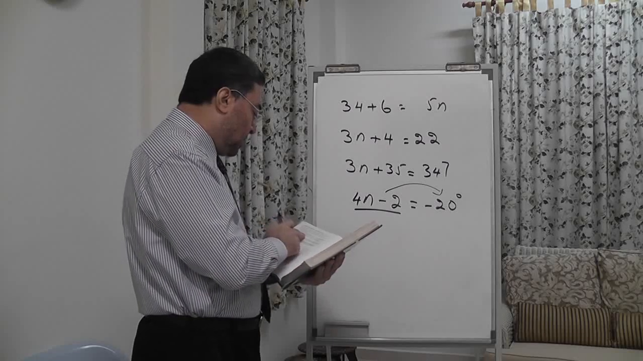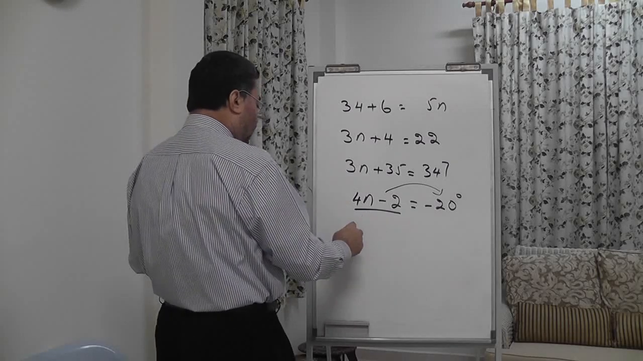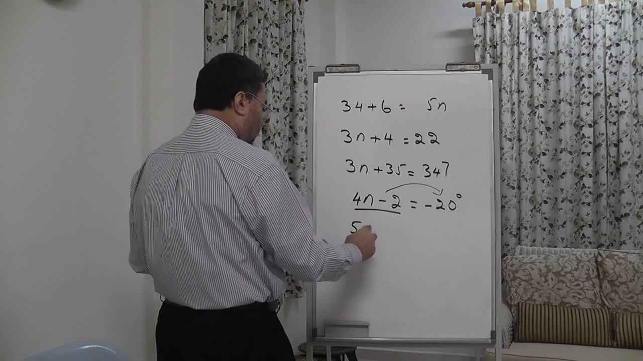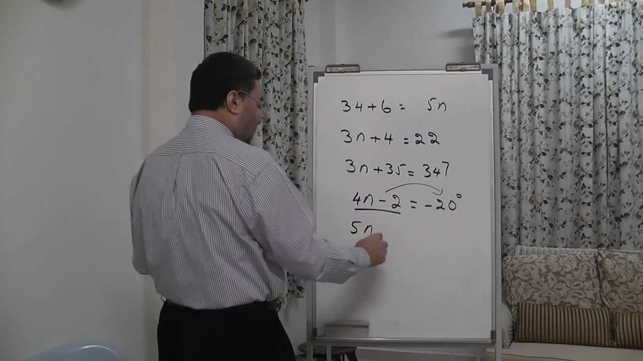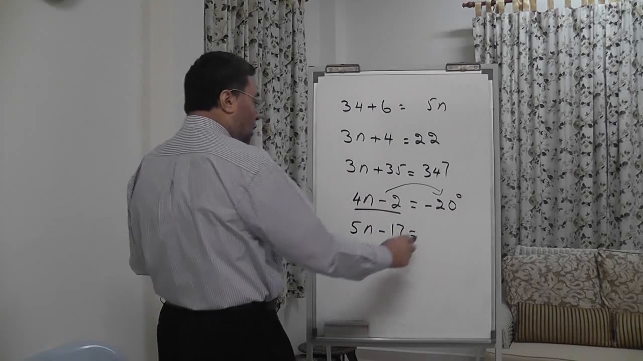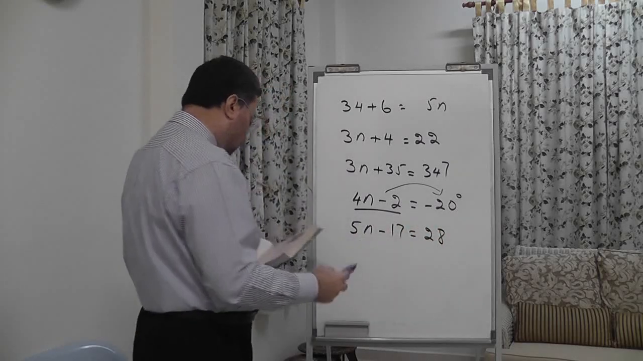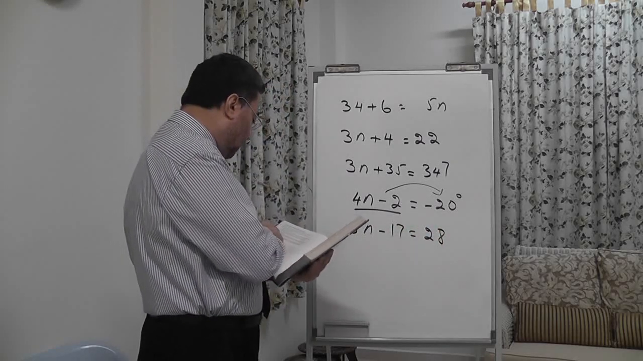Number 35, 5 times Mary's age decreased by 17 is 28. So 5 times Mary's age, that's 5n. Decreased by 17, that means minus 17. And is means equal to 28. And we solve this equation and get Mary's age.